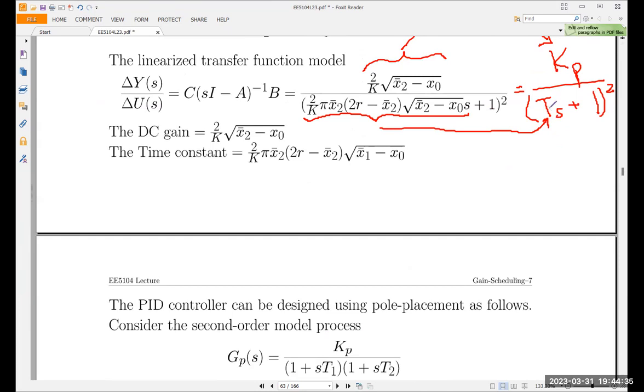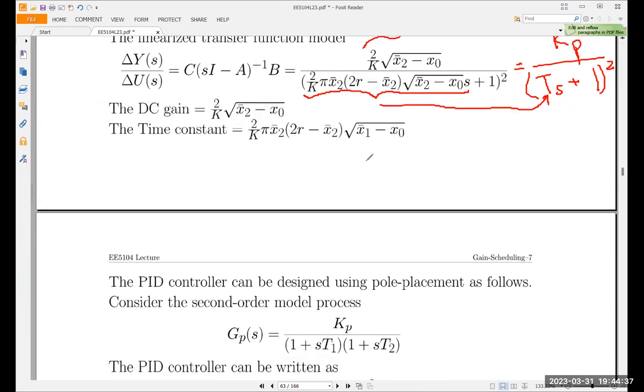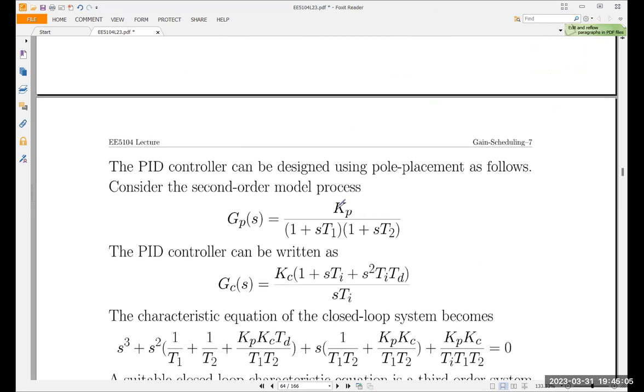Here is a square. I just make it a bit more general. If the plant, the T1 is equal to T2, then you will get this. Let's say the time constants are equal, T1 equals to T2, then you get this. If T1 is not equal to T2, then you don't get this, but it doesn't matter. So we just assume a more general plant that includes this one. So the plant looks like that.